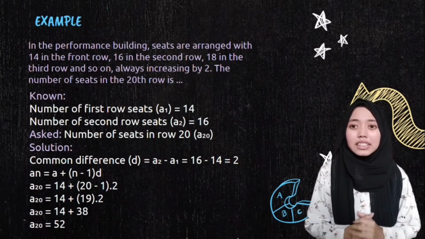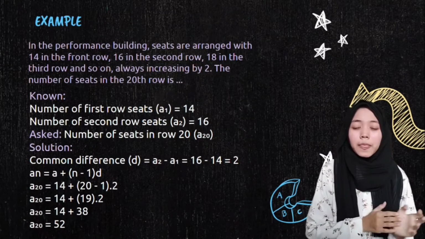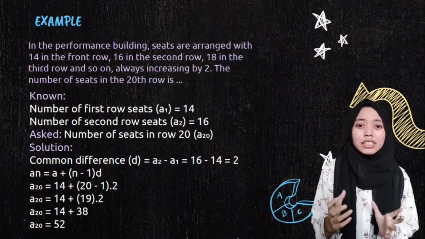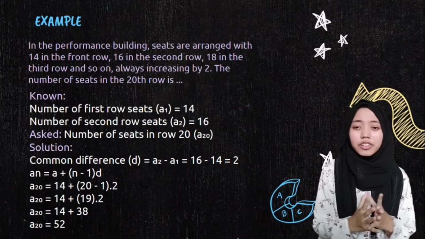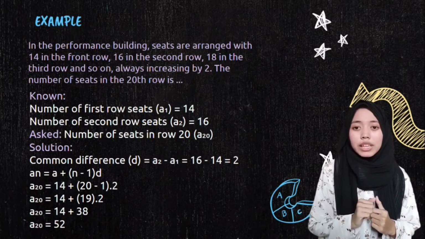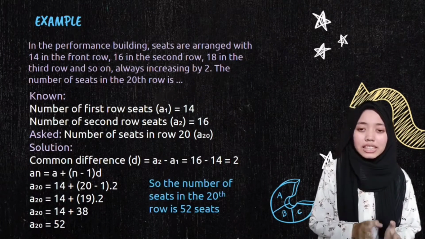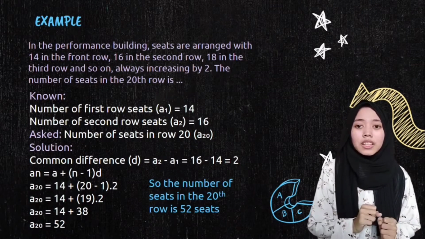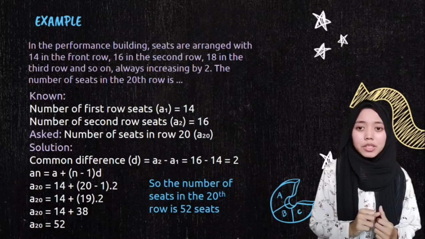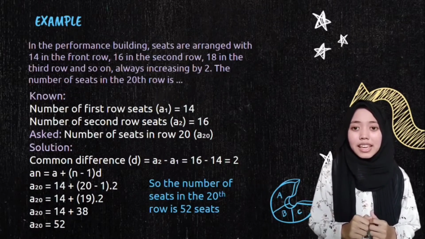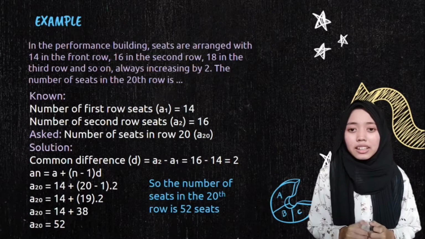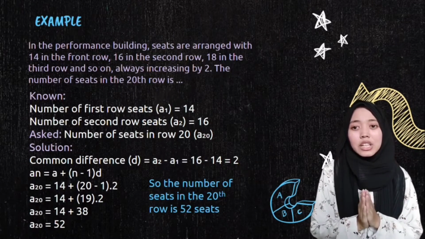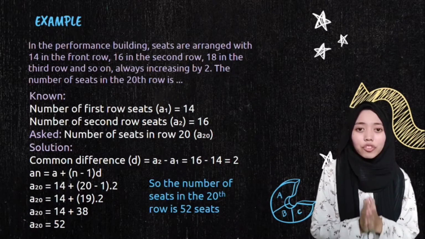So we can find a20 from there. It is just substituting the variables into the formula. So we get a20 is 14 plus 20 minus 1 times 2, 14 plus 19 times 2, 14 plus 38, and finally a20 is 52. So the number of seats in the 20th row is 52 seats.